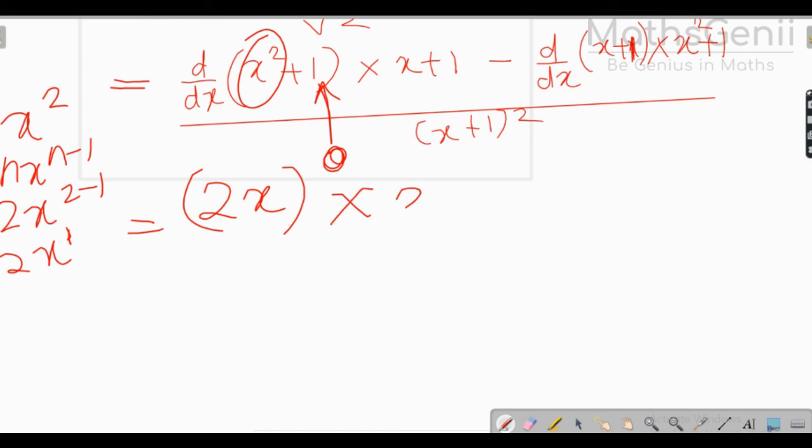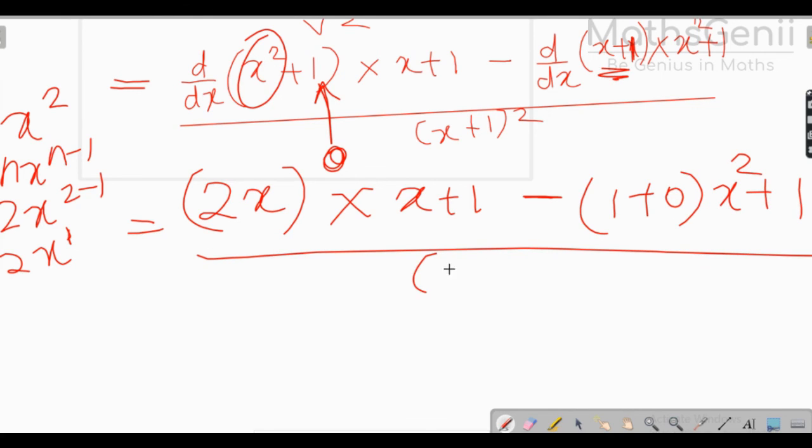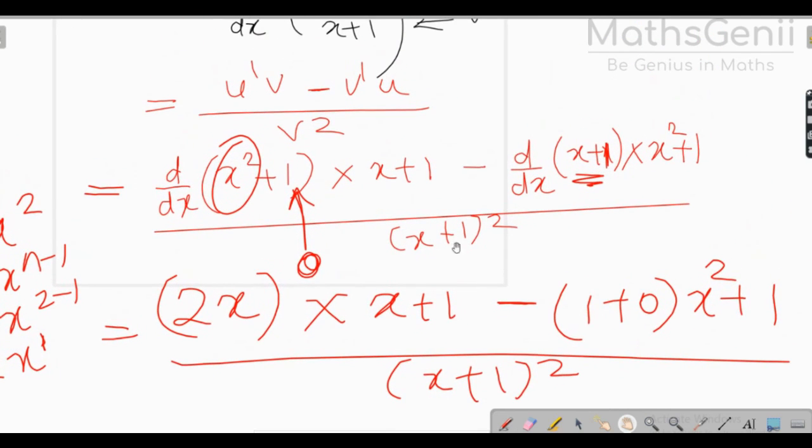Into (x plus 1) as it is, minus the next derivative. Derivative of x is 1 plus derivative of 1 is 0, and then this is as it is upon this. Now you can always solve further and take out the answer. It's that simple. So my main intention was to make you understand how to use this formula.